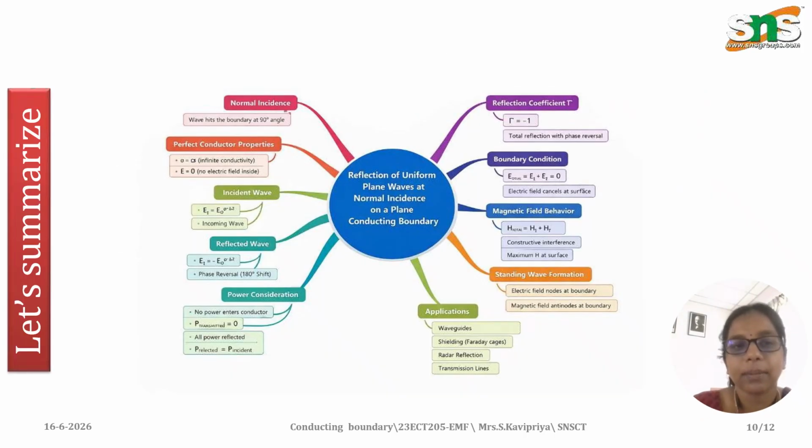And this is a summary of what we have discussed so far. We have discussed what a perfect conductor is, its properties, and what normal incidence is. We discussed the equation for the incident wave and the equation for the reflected wave. Between the incident wave and the reflected wave, there is a phase reversal and the amplitude is multiplied by -1. We discussed the reflection coefficient tau and its value, and the boundary condition at the perfect conductor. What is the equation for E total?